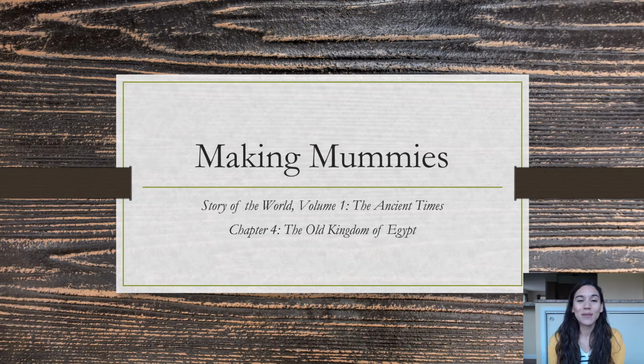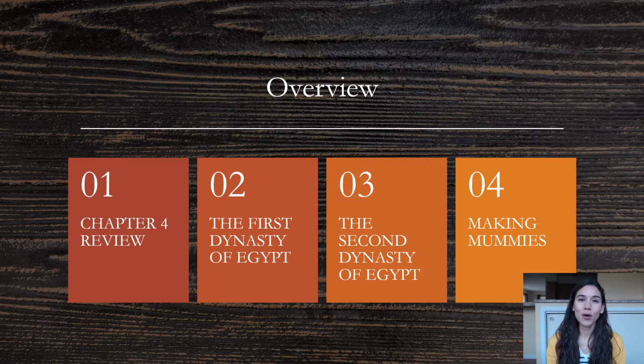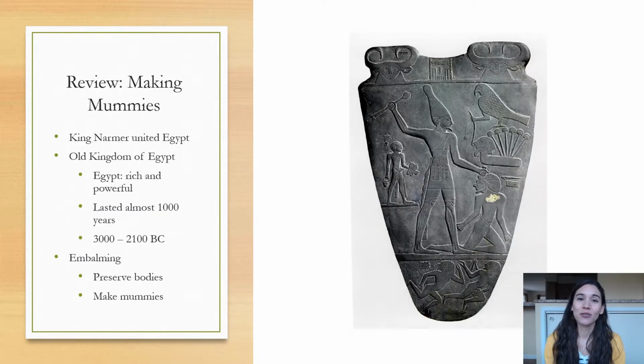Hi class, today we're going to be talking about chapter 4, the Old Kingdom of Egypt, and then the first section of that chapter, Making Mummies from Story of the World. In this video, we will be reviewing chapter 4, discussing the First Dynasty of Egypt, the Second Dynasty of Egypt, and making mummies. And we're going to start with review.